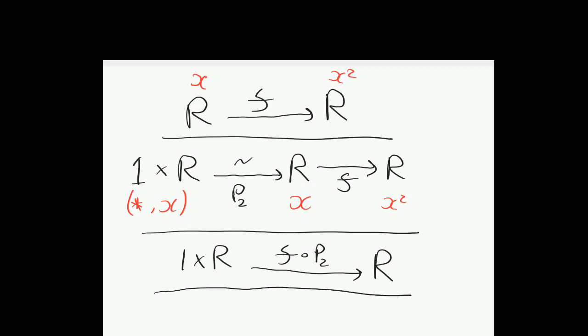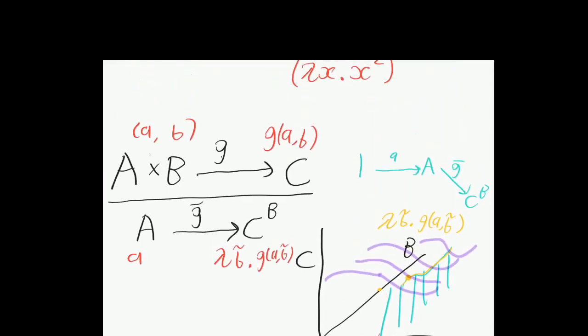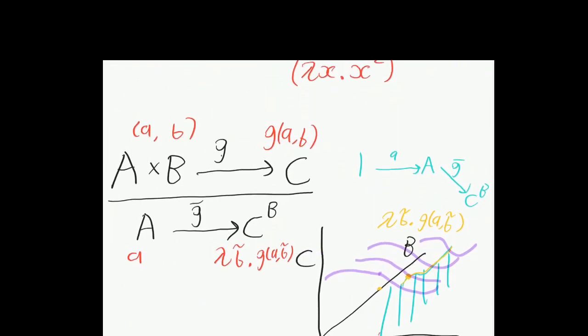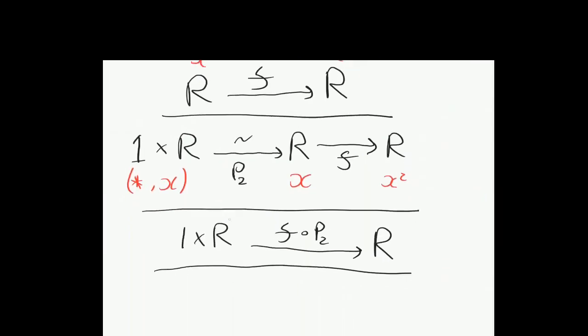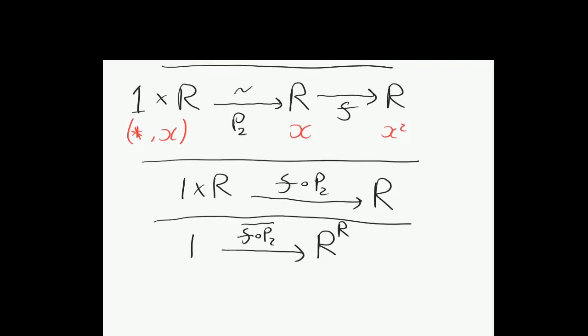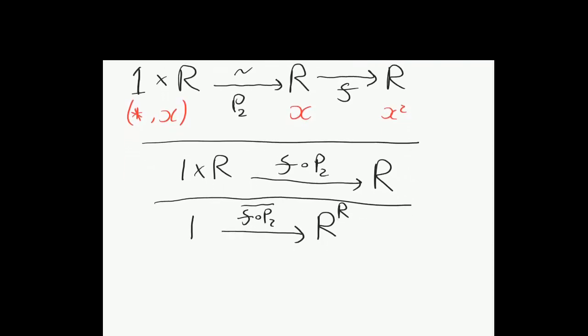And now we can finally apply this key correspondence that we get because of exponential objects. So we can say that this function here corresponds to this other function, which takes 1 to R to the power of R. And we can write this as f after p2 overlined. And so basically we can think of this as a sort of point of R to the power of R.